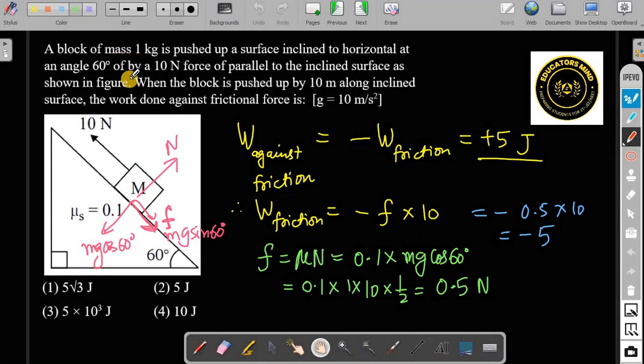Next question here is a block of mass, and this block is kept here. It is pushed by some force, 10 Newton. Angle of inclination 60 degree. Okay, and it is pushed 10 meter along this inclined plane. Work done against friction.